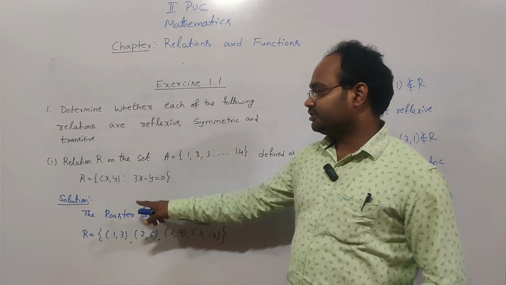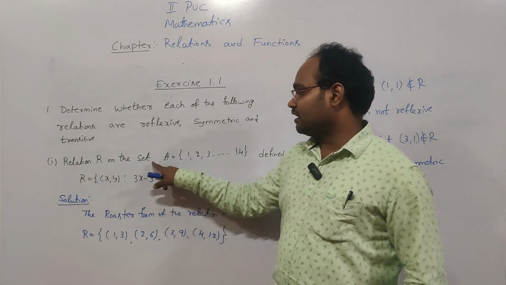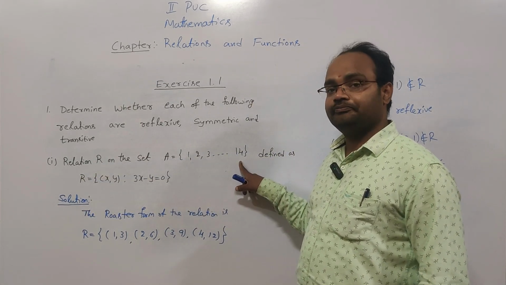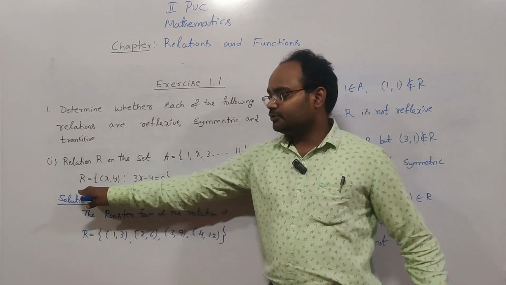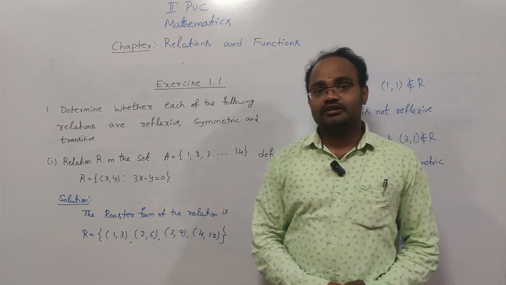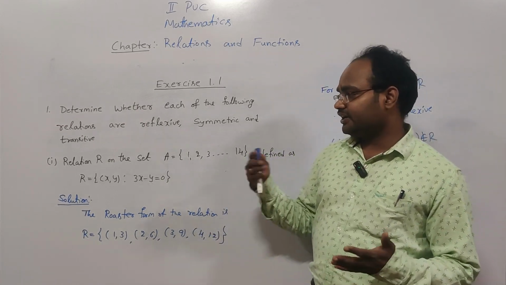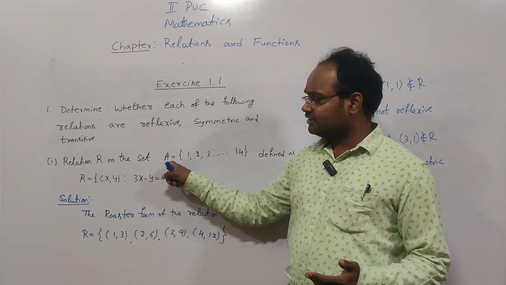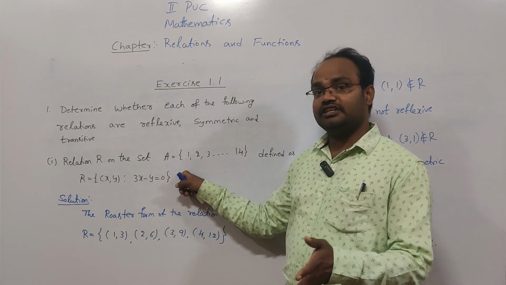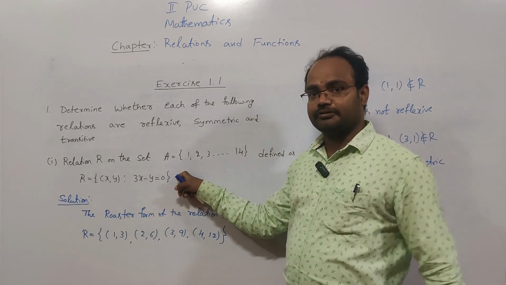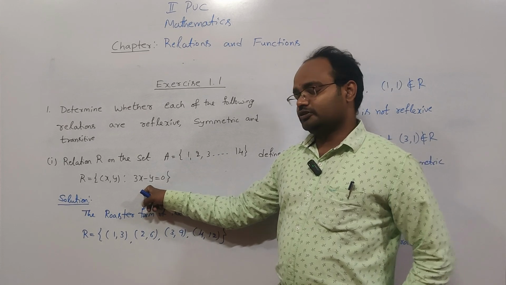ಅದರಲ್ಲಿ ಮೊದಲನೇ ಸಬ್ ಕ್ವೆಶನ್ ಇಸ್ a relation R on the set A is equal to 1, 2, 3, 4, 5 up to 14 defined by R is equal to x, y such that 3x minus y is equal to 0. ಸೊ ಇಲ್ಲಿ ಒಂದು ರಿಲೇಷನ್ ಹೇಗೆ ಇಲ್ಲಿ ಡಿಫೈನ್ ಮಾಡಿರೋದು ಆನ್ ದ ಸೆಟ್ ಎ ಇಟ್ ಸೆಲ್ಫ್. ದೇರ್ಫೋರ್ ಬೋತ್ ಎಕ್ಸ್ ಅಂಡ್ ವೈ ಶುಡ್ ಬಿಲಾಂಗ್ಸ್ ಟು ದ ಸೇಮ್ ಸೆಟ್. ಎರಡೂ ಸೇಮ್ ಸೆಟ್ ಅಲ್ಲಿ ಇರಬೇಕು. ಇದನ್ನ ಯಾವ ರೀತಿ ಬರಿಬೋದು ನಾವು?